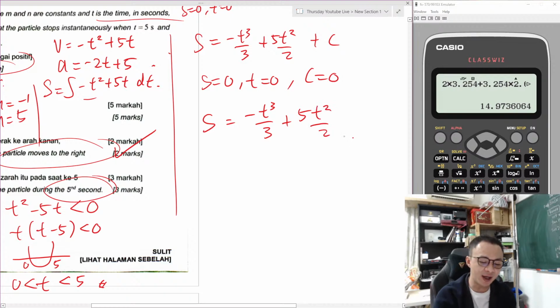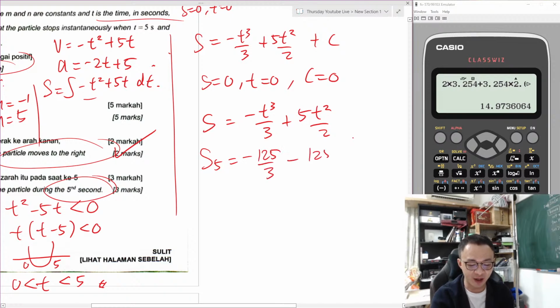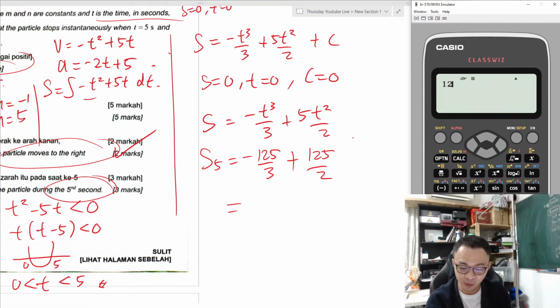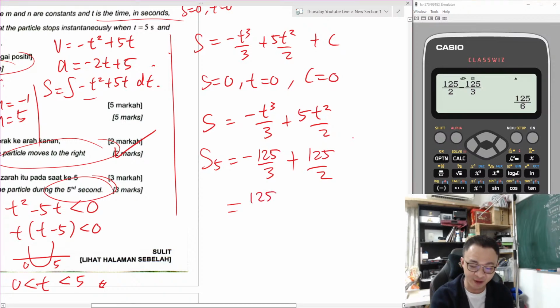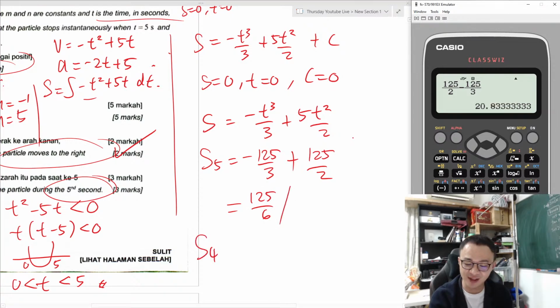Okay, so after this, I want to find S5 or S4 first. It doesn't matter, both you need to find. So S5 is 125 over 2 minus 125 over 3. It's the same thing, right? So this one is 125 over 6. This is the location of it. Then I want to find S4. If you prefer decimal, you can go ahead and do that: 20.83.